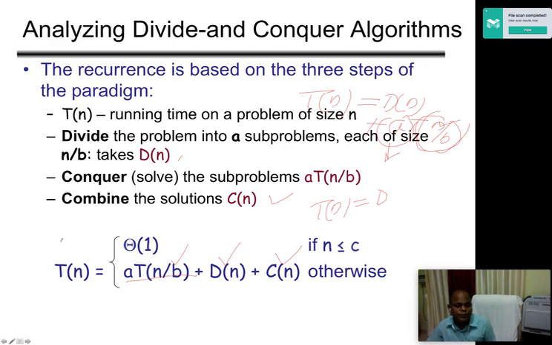Hence the general recurrence relation for a divide and conquer algorithm is T(n) equal to theta of 1 if n is less than or equal to a constant c, and otherwise it is a T(n by b) plus D(n) plus C(n). What does a T(n by b) indicate? The main problem is divided into a sub problems, and each sub problem has size n by b, D(n) is the time requirement for dividing the problem, and C(n) is the time requirement of combining all the sub problems.